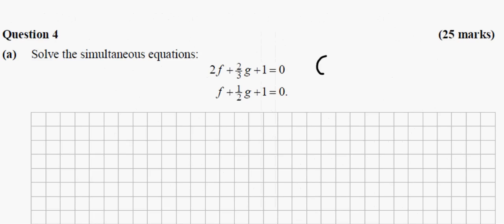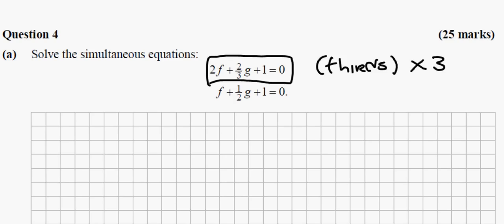Now, you notice that there's no squares in either one of them, but there is fractions. So in order to get rid of the fractions, the first one has thirds. So what we need to do is multiply both sides by 3.